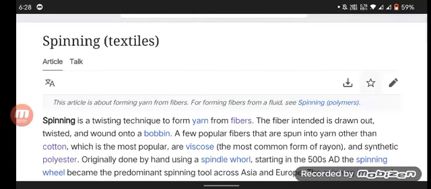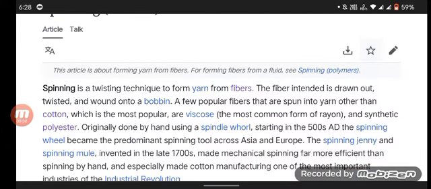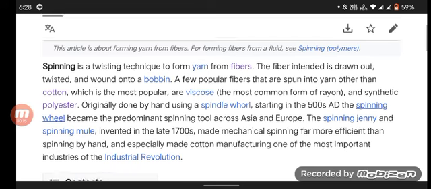Spinning. Spinning is a twisting technique to make yarn from fibers. The fiber intended is drawn out, twisted, and wound onto a bobbin. A few popular fibers that are spun into yarn, other than cotton, which is the most popular, are viscose, the most common form of rayon, and synthetic polyester. Spinning was originally done by hand using a spindle.